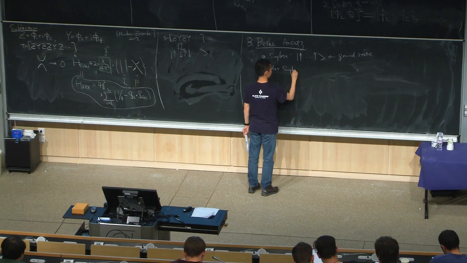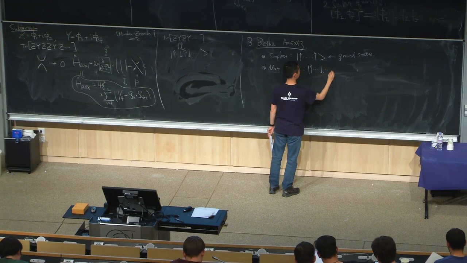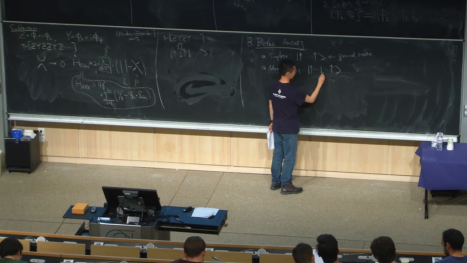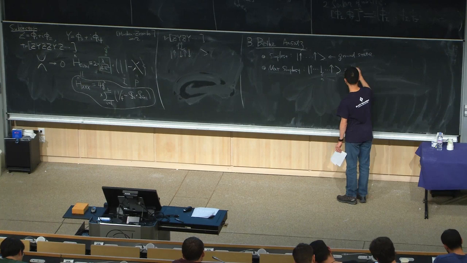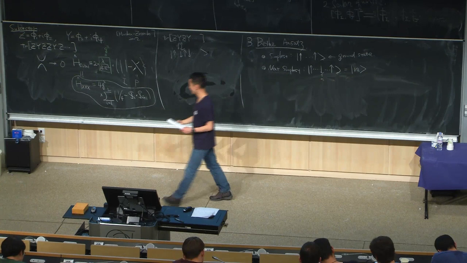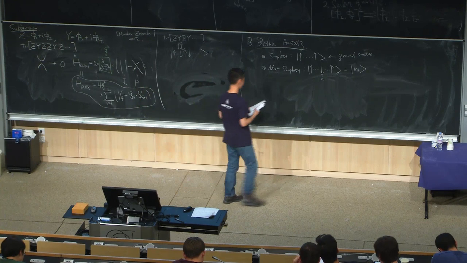Of course, the next simplest object is probably the state which has one spin down. Let's label this state by the position of the down spin, and write it as n. Then let's ask, what is the action of this Hamiltonian on this state n? Well, let's see if it's an eigenstate or not. Well, of course, it's actually not an eigenstate.